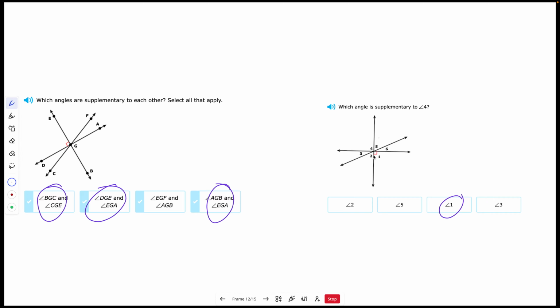Which angle is supplementary to angle 4? So I see the right angle symbol here. That means this is a right angle, this is a right angle, and this is also a right angle. So supplementary to angle 4 would have to be another right angle, and the only right angle that's in the answers is angle 1.